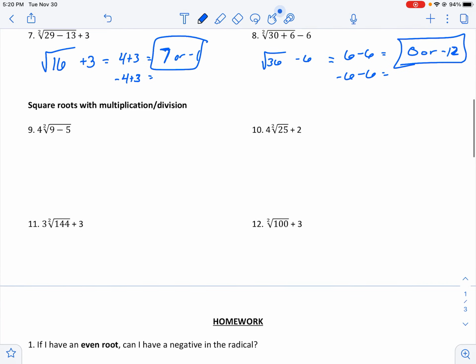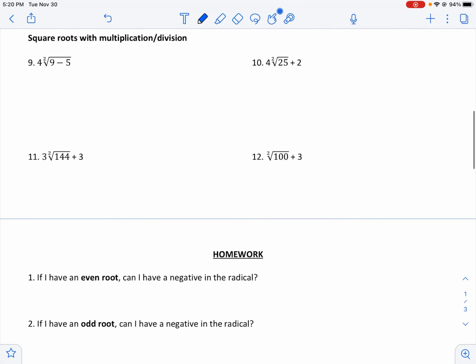So with multiplication or division outside, what you would do first is simplify what's underneath the radical. So that will always be your first step. Now I have 4 times either 2, or it could be 4 times negative 2, because the square root of 4 could be positive 2 or negative 2. So you either get 8 or you get negative 8.